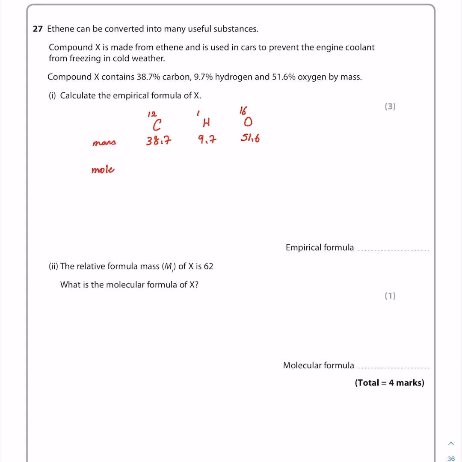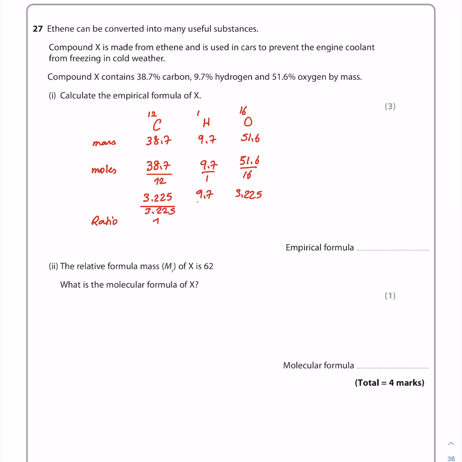بحول الماس into moles إن إحنا بنعمل dividing الماس على الأتوميك ماس. هنا 9.7 divided 1، هنا 51.6 divided 16. هتطلع لنا هنا 3.225 وهنا 9.7 وهنا 3.225. هنديفايد على smaller number اللي هو 3.225 عشان نجيب الريشيو.